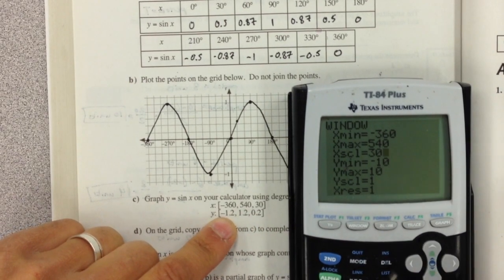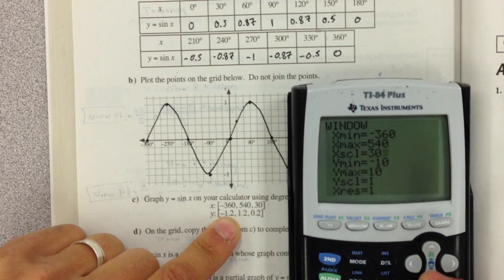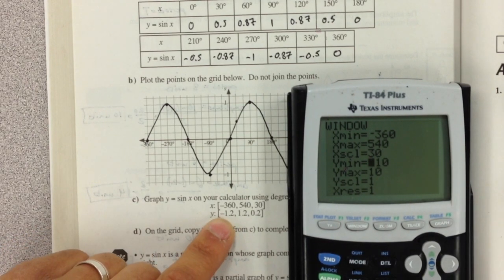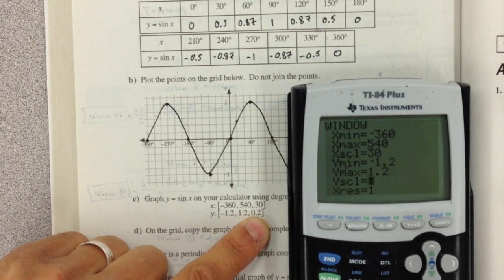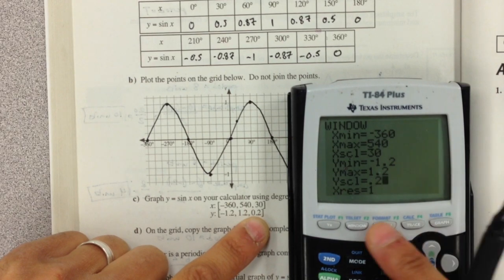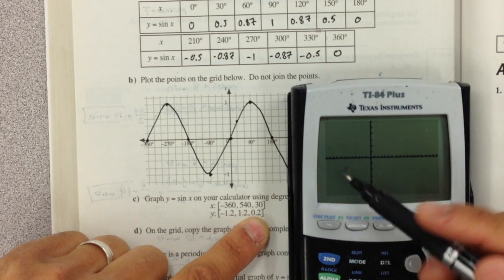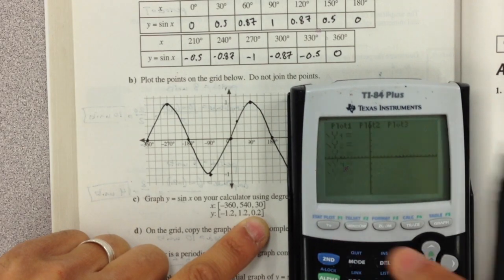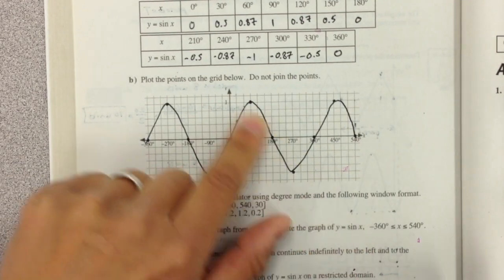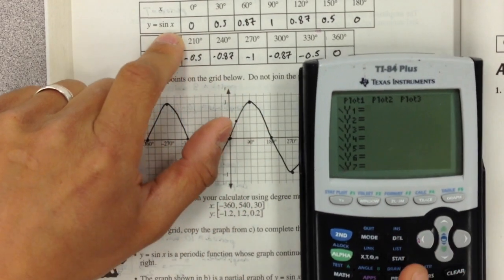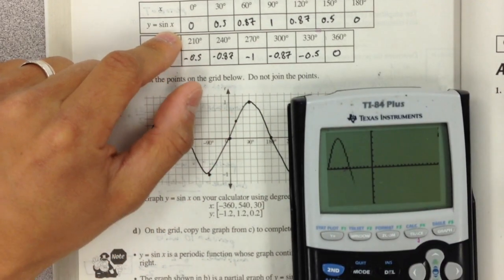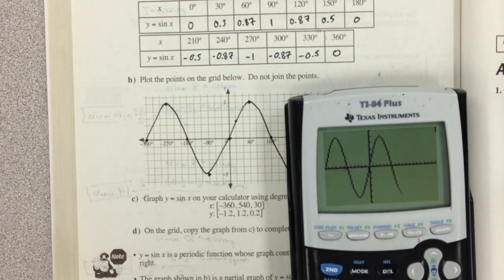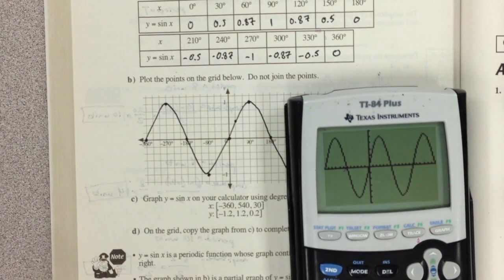Another thing, make sure your calculator is in degree mode, so go to the mode and switch to degrees. In my y-min, I want to have a minimum value of negative 1.2. I want to have a max of 1.2 and then a scale of 0.2. And my window is going to look something like this, but I need to graph my function. So that's the function y equals sine x. So sine x graph. And there's our sinusoidal curve that forms, or our sine curve that forms.